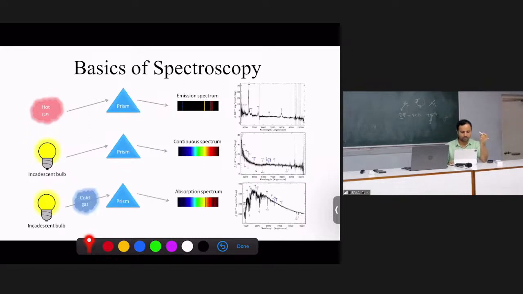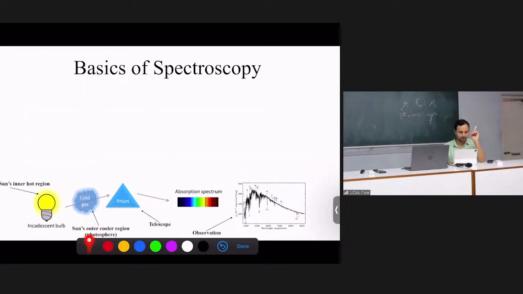Now third, we have the absorption spectrum. Suppose there is some source of radiation, but there is some cold gas in between. It will absorb some of the radiation, and this is what we see in the form of absorption lines. Now everybody understood what an emission spectrum, continuous spectrum, and absorption spectrum are.